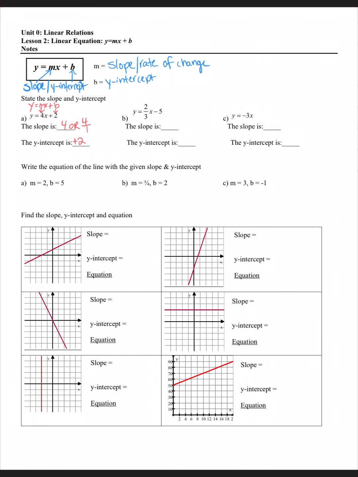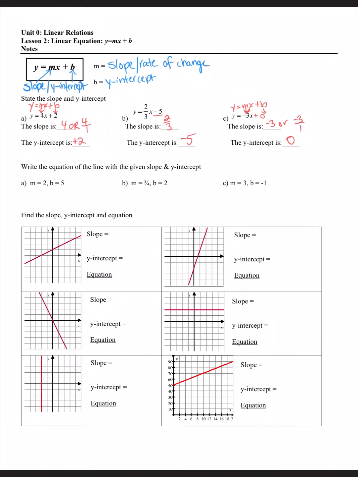For the next one, our slope is 2/3. And our y-intercept in this case, there's a negative on that 5, so our y-intercept is a negative 5. In our next example, again if we were to write y equals mx plus b, we have an m here of -3, or -3 over 1. Our b value, though, there's nothing here, so we could say that this was plus 0. That means our y-intercept is happening at 0.